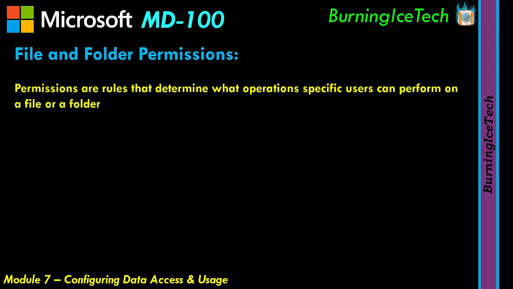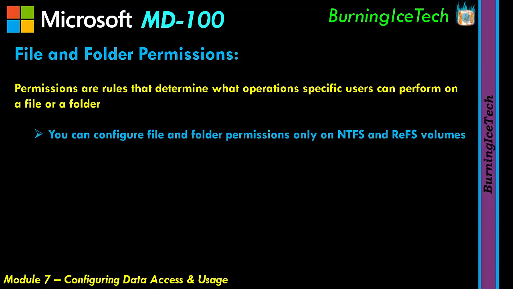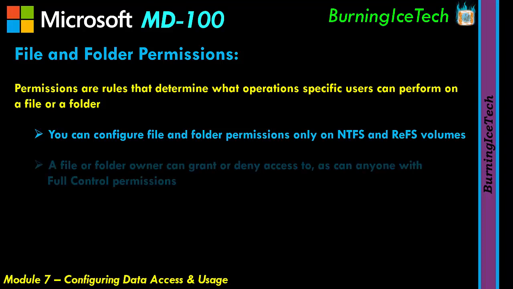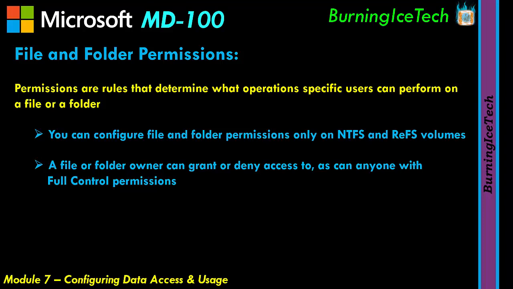Permissions are rules that determine what operations specific users can perform on a file or a folder. When it comes to these permissions, you can configure permissions only on the NTFS and the ReFS file system, not on the old FAT file system. Assuming you're using NTFS or ReFS, a file or a folder owner can grant or deny access to it, and the same applies to anyone else who might have full control permissions.